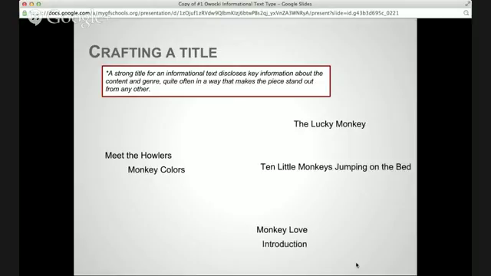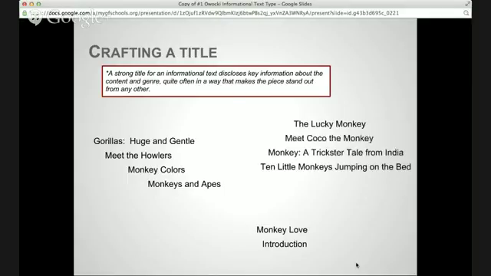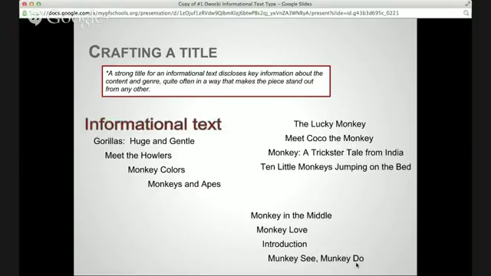This kind of helps you to really isolate titles and help kids to define what makes them strong, what makes them weak, what are characteristics of titles in one genre versus another one. All of these are classic informational text titles. Here's your fiction ones, and this is poetry.